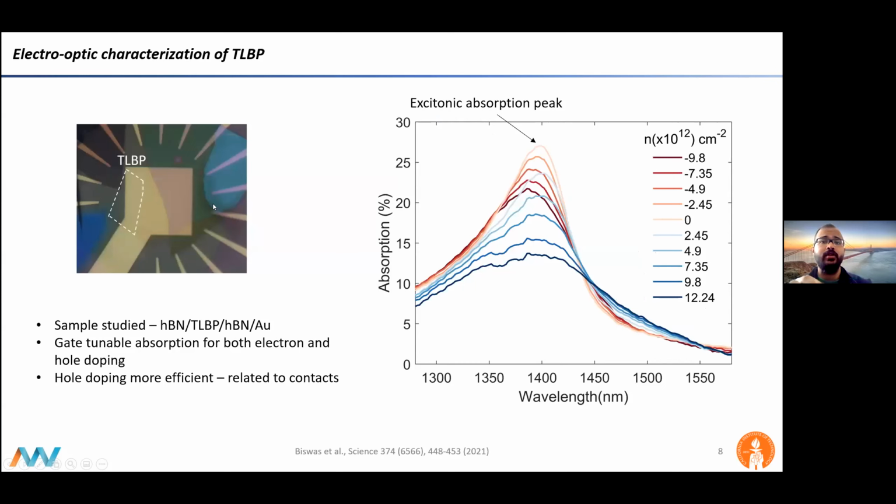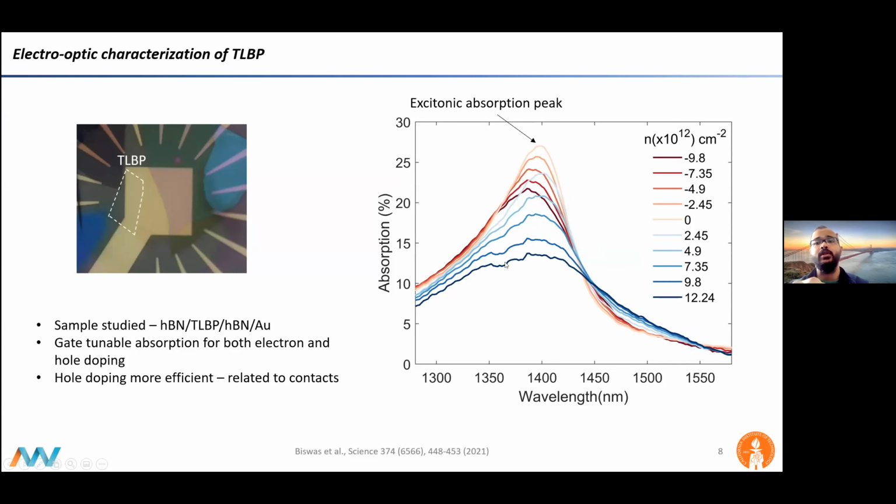So we began our characterization of 3-layer black phosphorus by using a field effect geometry, and we looked at absorption as a function of doping density. What we saw was that as we changed the doping density, we have a large tuning of absorption. In this case, we saw that the hole doping was more efficient, and we believe that it's related to contact being much better in terms of hole injection rather than electron. But you can see nevertheless that we have a large tuning of the absorption.